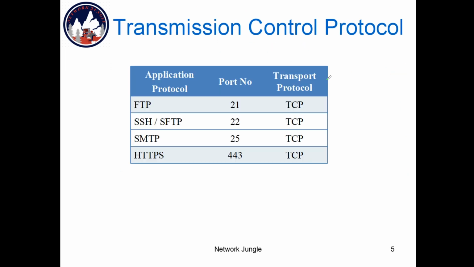Here are simple examples of application protocols like FTP, SSH, SFTP, SMTP, and HTTPS. The port number for the FTP protocol is 21, SSH and SFTP are 22, SMTP is 25, then HTTPS is 443. These are the TCP protocol examples.